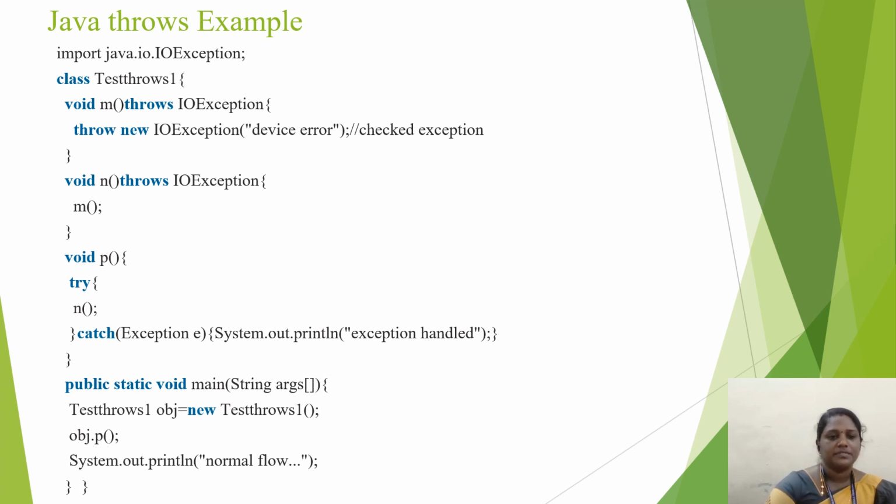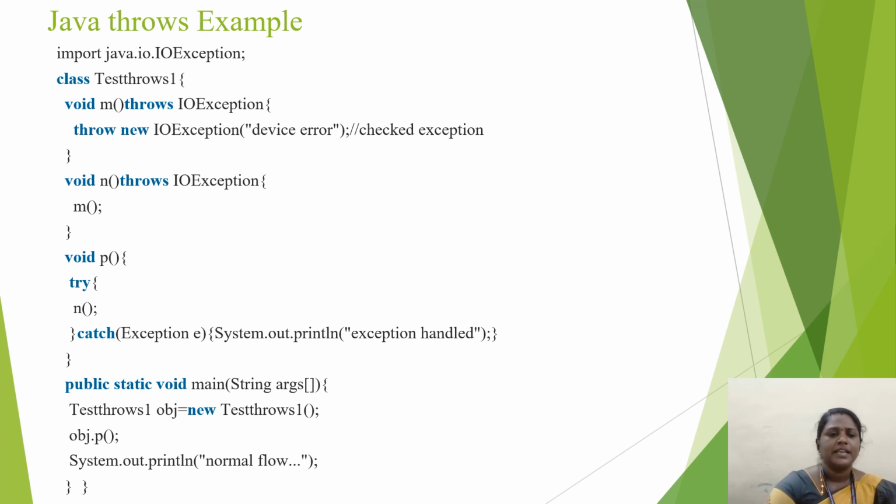So what is the throw keyword? You throw an exception explicitly, and it is directly informed to the user. That is the use of the throw keyword. So here it is throw new IOException, and you display the error message like device error. This is a checked exception. After that, whatever the error is, it will be caught by the catch block.